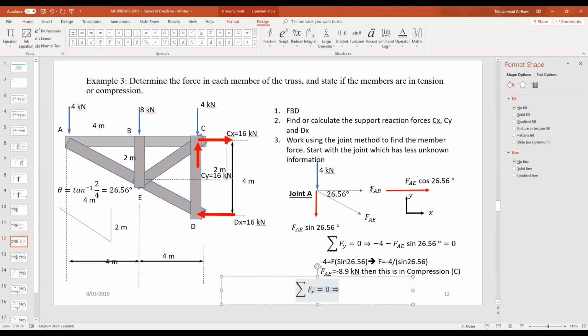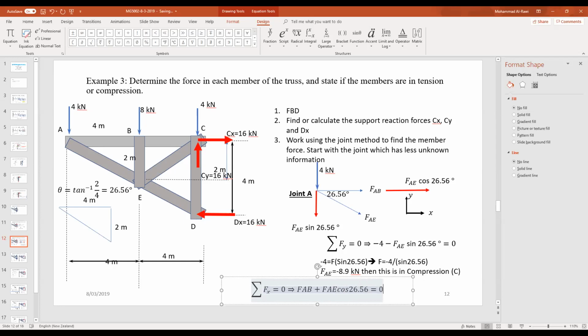So what do I have? I have the FAB, so FAB, I'm just writing it that way, plus FAE cosine 26.56. Anything else, guys? Do I have any other force in that direction? See, that's interesting, equals 0.